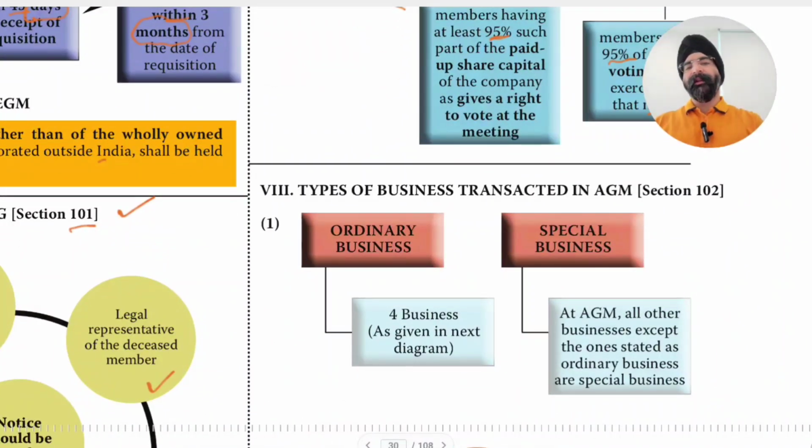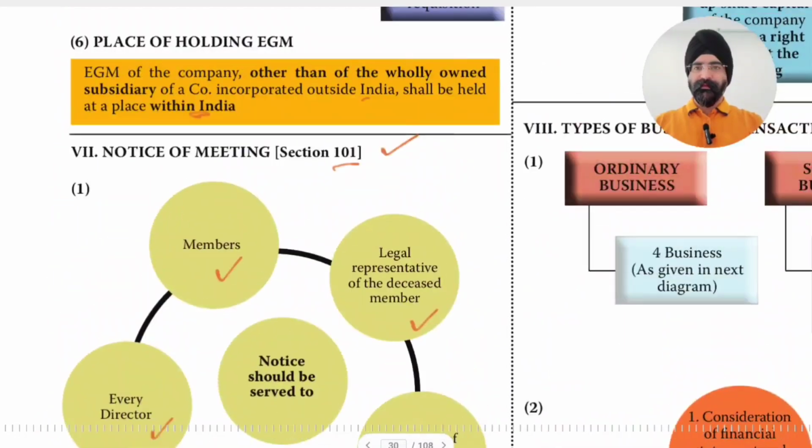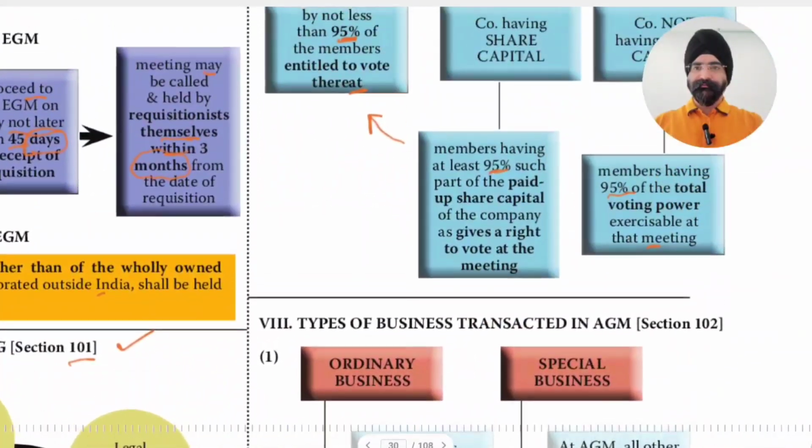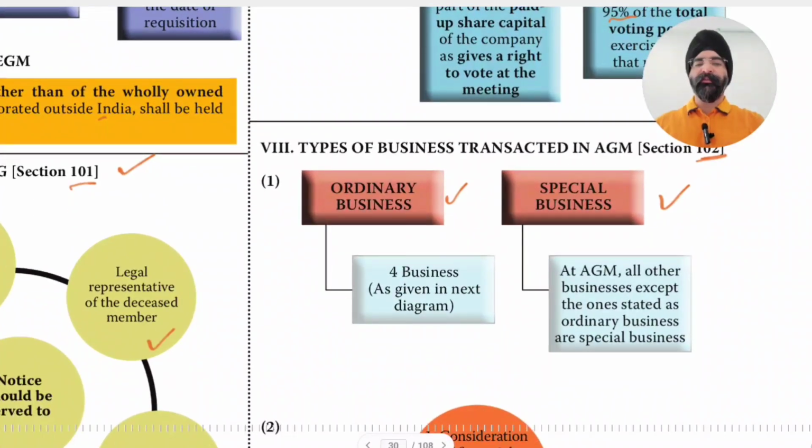Next is types of business transacted in AGM. This is section 102. Section 102 provides for the types of business that can be transacted. So we have ordinary business and special business. Ordinary business covers 4 businesses, as given in the next diagram. We already know about them. And special business is any business other than these 4 ordinary businesses. At an AGM, all other businesses except the ones stated as ordinary business are special businesses.